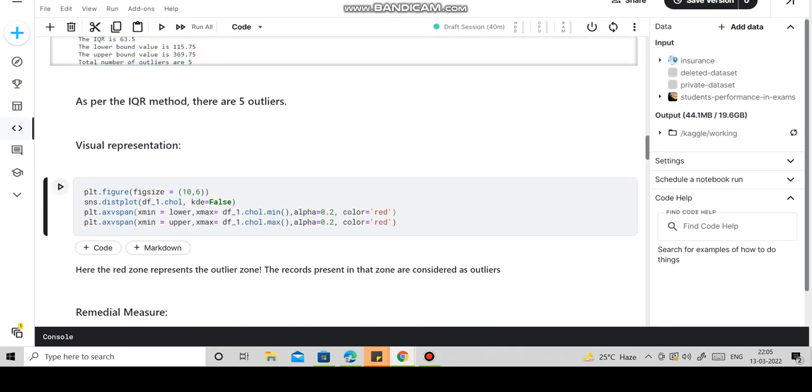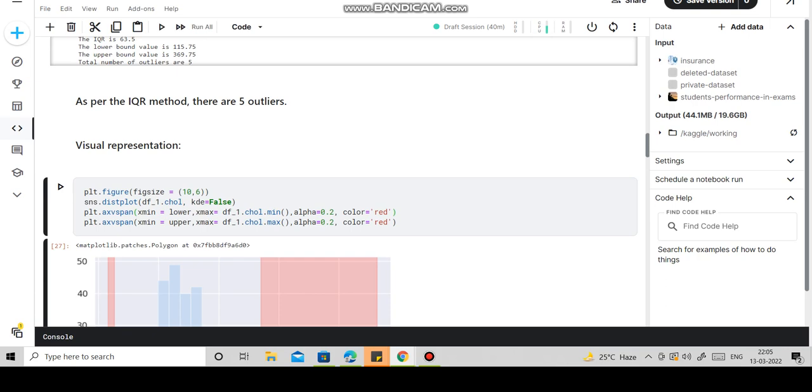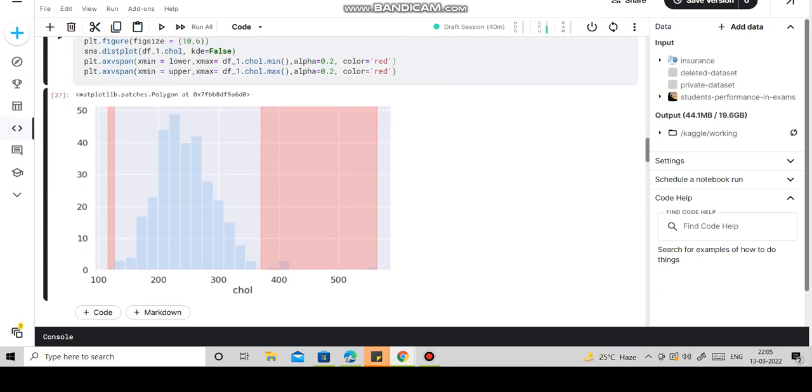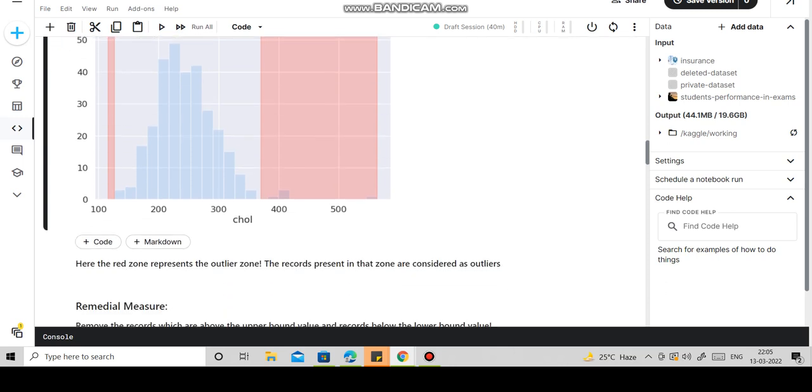So okay, looking at the visual representation. Over here, any point which is in red are outliers, and the blue are the normal data points. So any point falling in those red zones are outliers. We have a few points over here that are falling into the red zone, which is adding to our 5 outliers.